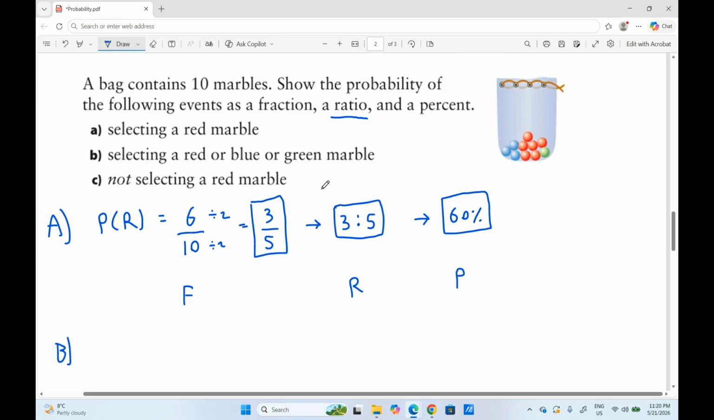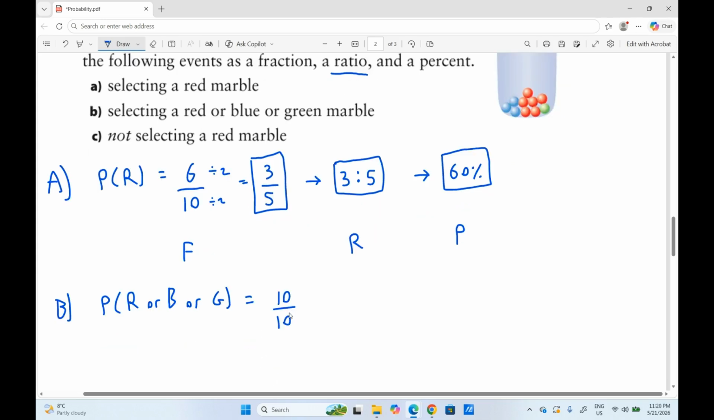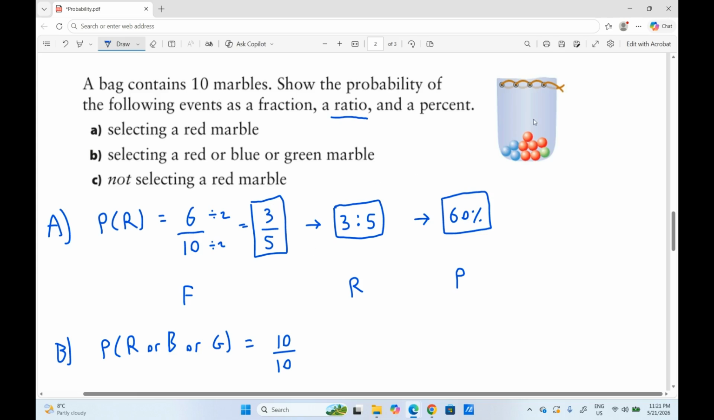Okay, now for B, it says to select a red marble or a blue marble or a green marble. So if I'm selecting either a red or blue or green marble, that basically means I'm at 100% pretty much, right? Because if I take red, I have 6 reds, I have 3 blues, and then I have 1 green. If I add those all together, the probability of selecting red or blue or green is going to be 10 out of 10, right? 10 out of 10 because I have 10 marbles in the bag and I just selected all of my colors.